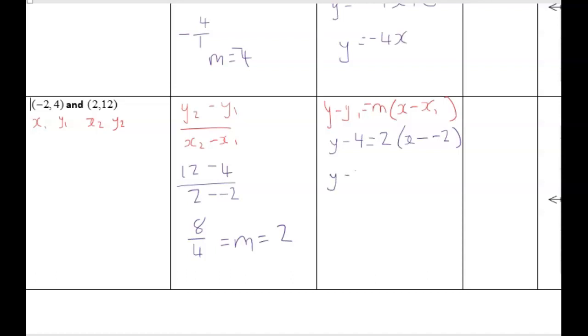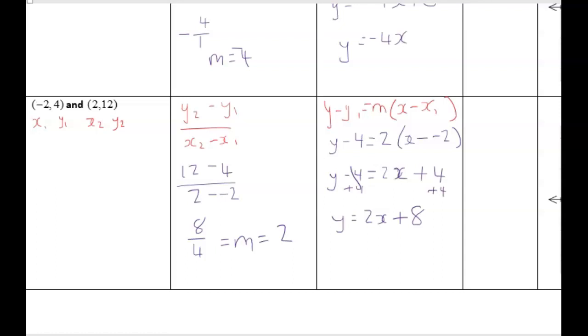So y minus 4, let's just expand this bracket. So 2 times x is 2x. And then this is a positive. I just want to make sure I didn't get it wrong, it shouldn't be a negative like I did before. 2 times 2 is 4. And then let's add 4 to both sides to get rid of this one here. And I'm left with y equals 2x plus 8. So here's my equation. I can see my gradient is 2 and my y-intercept is 8.